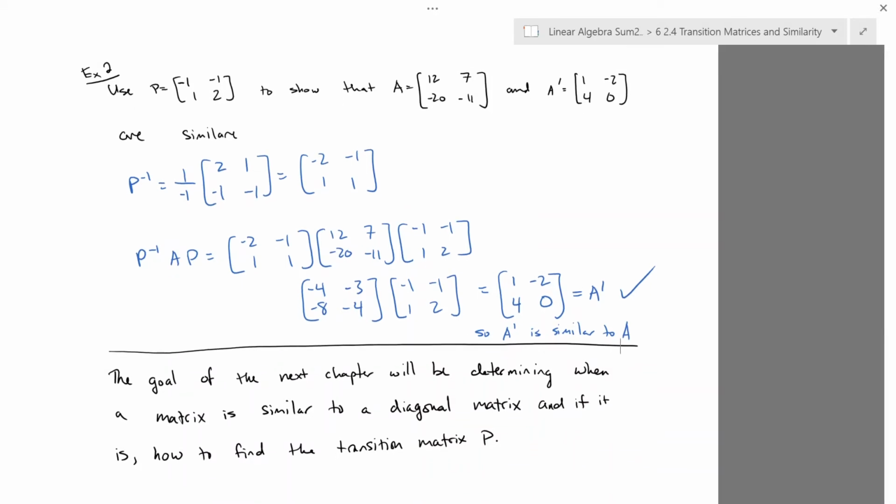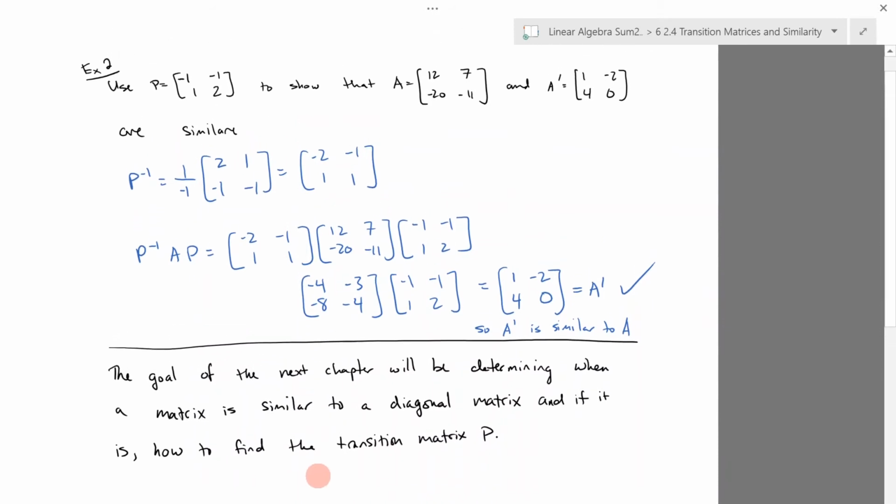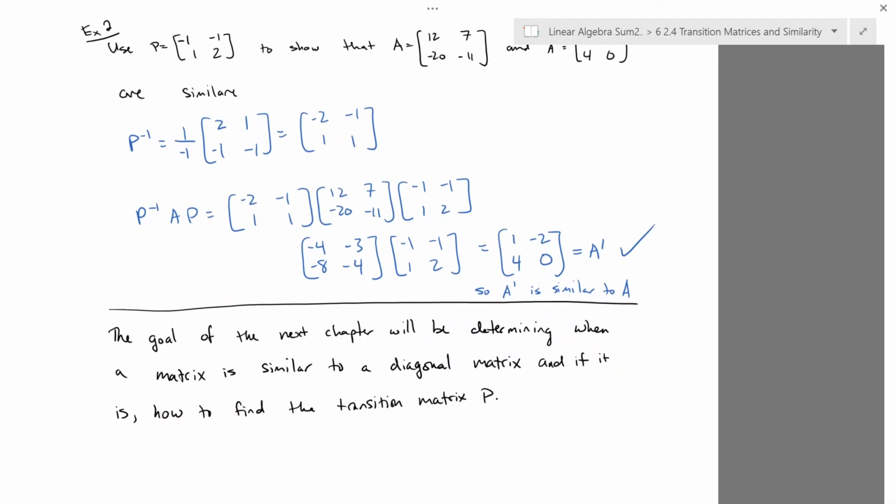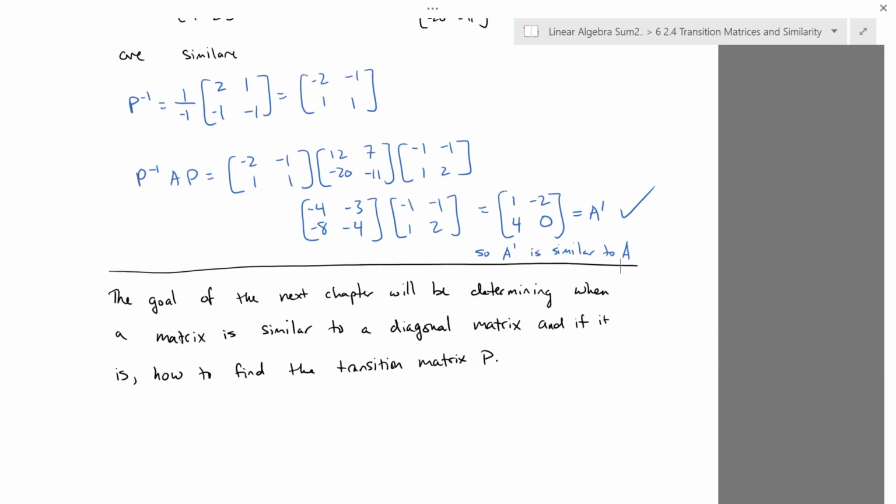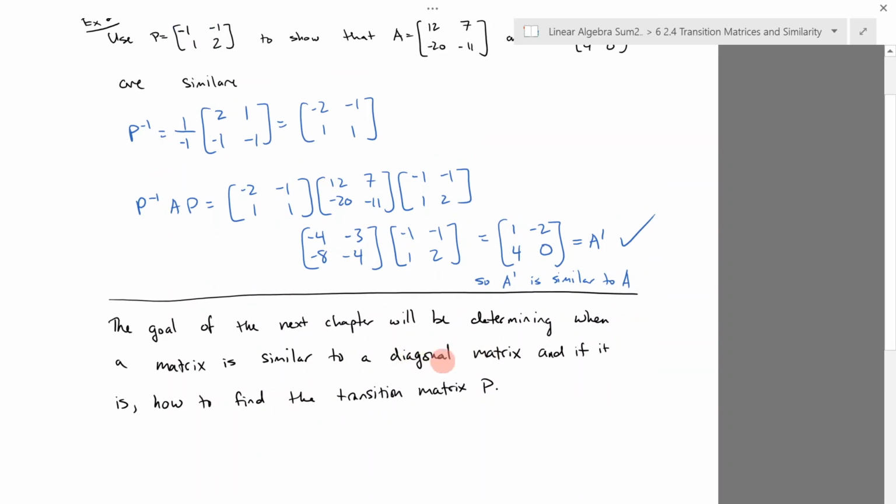Okay, so part of the reason for the discussion of similarity transformations here is that the goal of the next chapter is going to be to determine when a matrix is similar to a diagonal matrix, and if it is similar to a diagonal matrix, how to construct that similarity by finding the transition matrix P. The reason we're interested in finding similarity to a diagonal matrix is because calculations involving diagonal matrices are very simple, and so by changing the basis so that we can represent something with a diagonal matrix, it simplifies various different calculations.